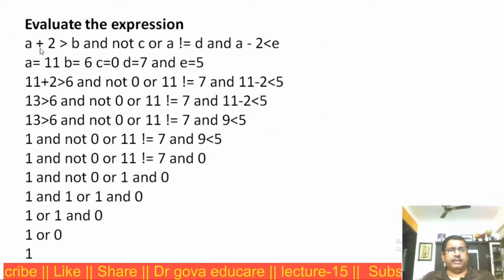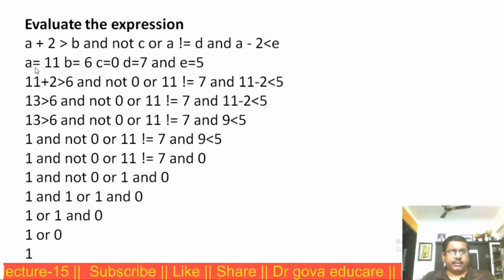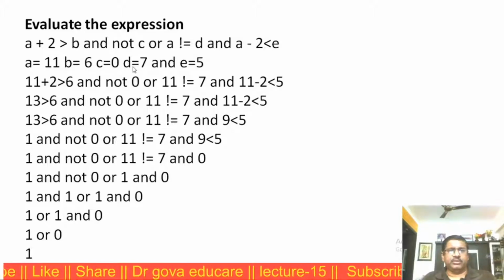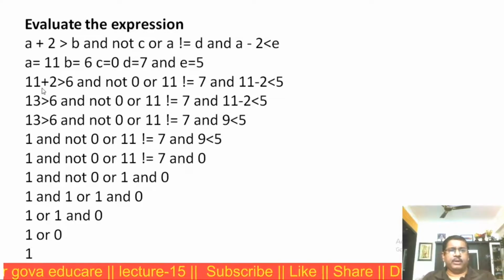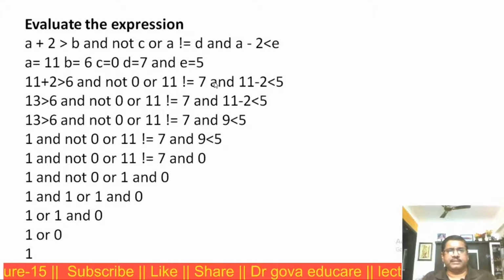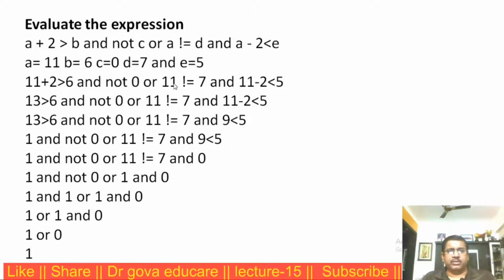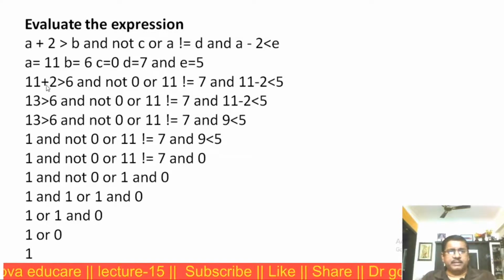Evaluate the expression a plus 2 greater than b and not c or a not equal to d and a minus 2 less than e, where a is equal to 11, b equal to 6, c equal to 0, d equal to 7 and e is equal to 5. Now substitute these values in the given expression, we get this. Now in this expression, there is no parenthesis, there is no exponentiation, there are no unary operators.